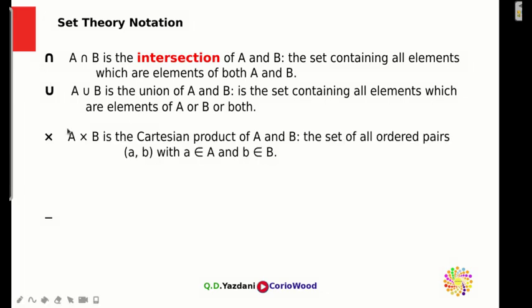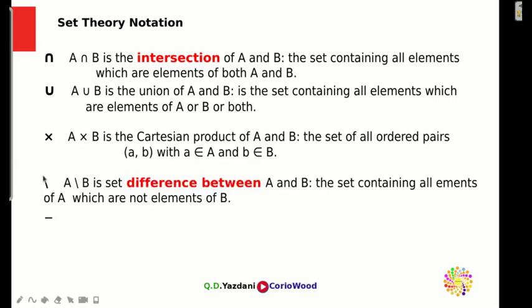Now you see this one, maybe every day. It looks like multiplication, and A multiply B is the Cartesian product. We read this as the product of A and B: the set of all ordered pairs (a, b) with a in A and b in B.